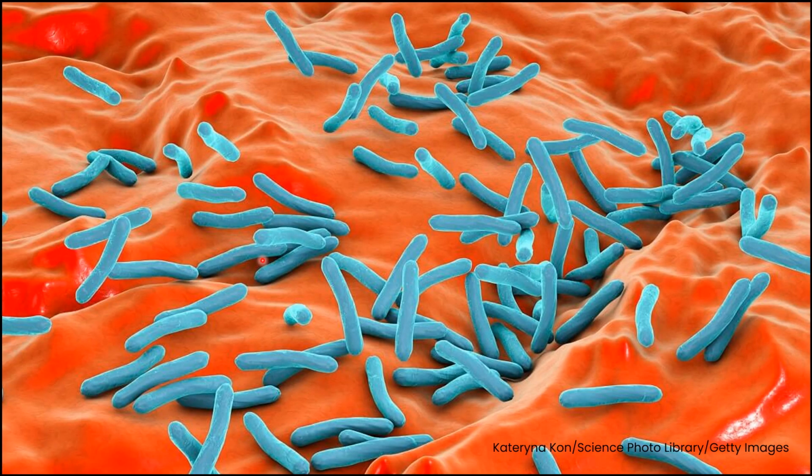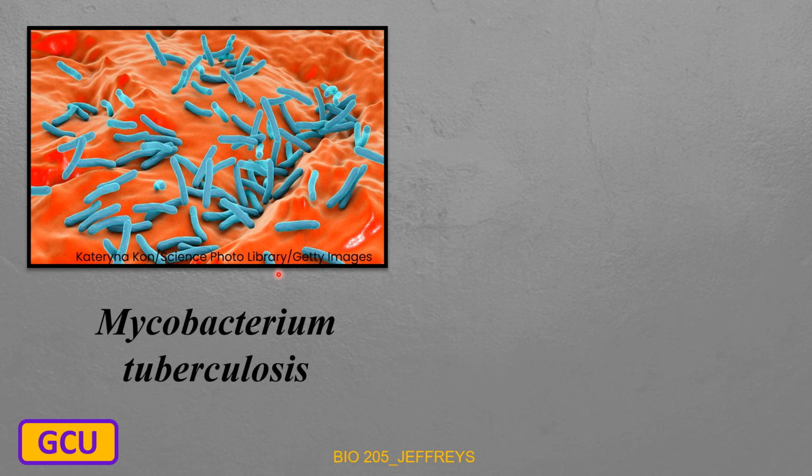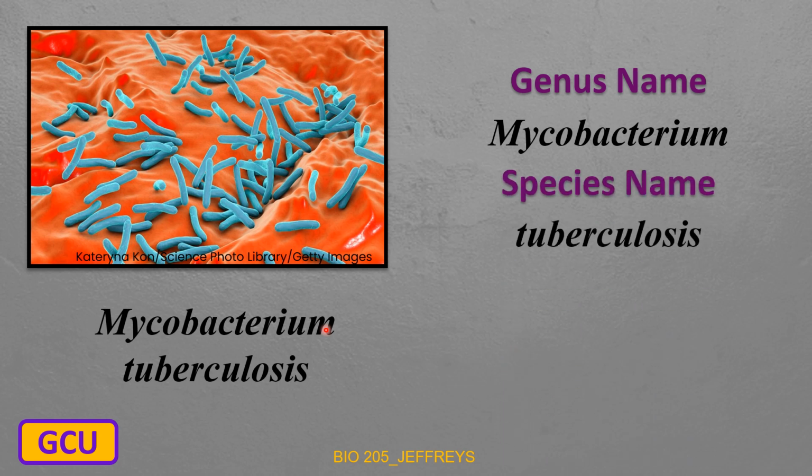Here is Mycobacterium tuberculosis. Now this is CGI, but you see the bacterial cells here invading lung tissue. So Mycobacterium tuberculosis is the scientific name. Of course, it's the causative agent of tuberculosis, as you might imagine. Genus name Mycobacterium, species name then is tuberculosis.